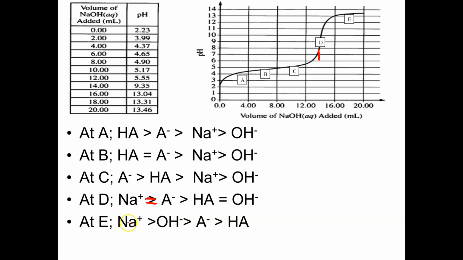Because remember, you're adding Na+ the whole time. You're not producing any more A-. After this point, A- is no longer being produced, because the only way you produce A- is if OH- reacts with HA, right? At this point, you don't have any more HA to produce A-. So it levels off, and that's why Na+ starts winning at point E, then OH-, then A-, and then HA.